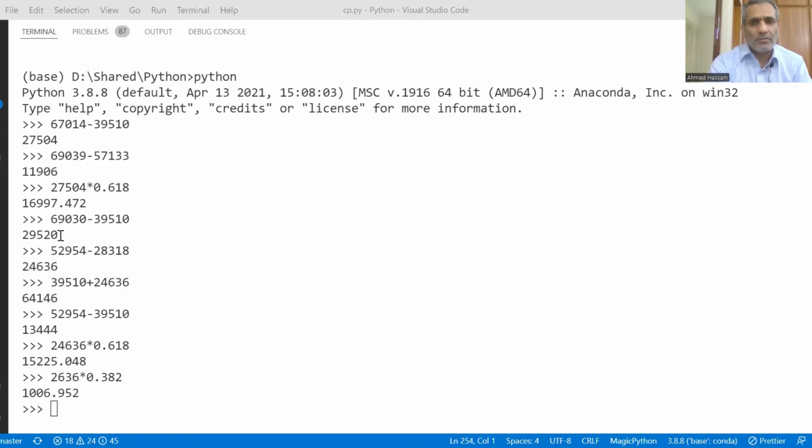These are almost equal, and so we have got AB equal to CD. And BC is 52,954 minus 39,510, and this is 13,444, and BC is just the 38.2% retracement. So it's a perfect ABCD pattern that has formed.